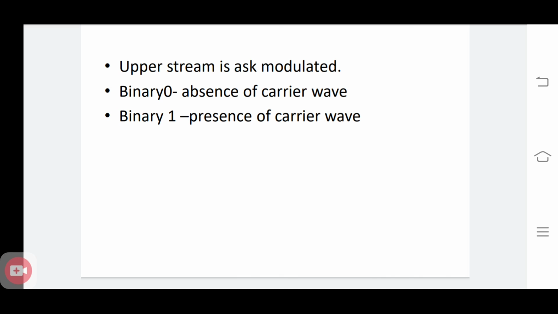So these are all about digital to analog signaling, that is, amplitude shift keying, frequency shift keying and phase shift keying. Thank you.